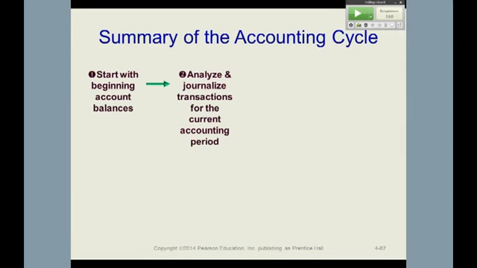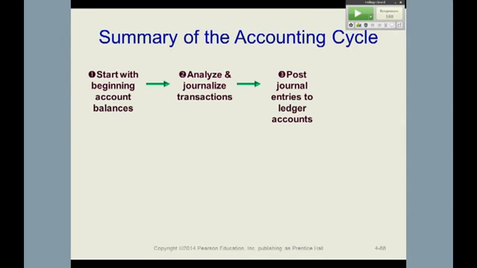Then you have transactions. So you analyze transactions. We're going to look at invoices and other documents that will be the basis for recording transactions. So we record the transactions. Those are debit and credit entries. Those are the journal entries we make for the current period. Then you post the entries to the ledger. And then you prepare the unadjusted trial balance. Again, not for accuracy, but just to ensure that debits are equal to credits.